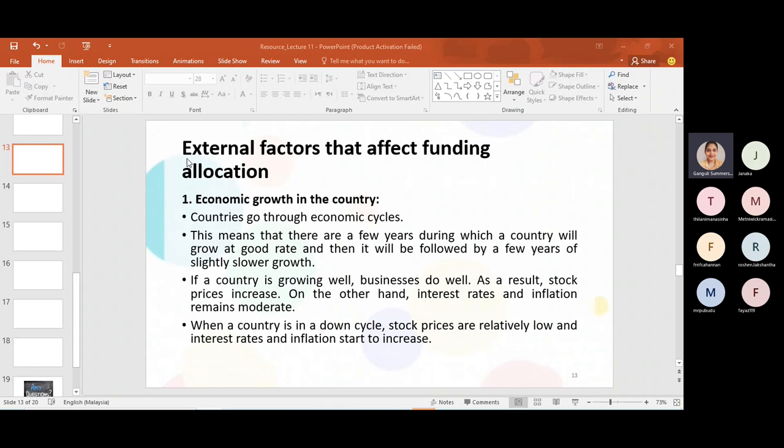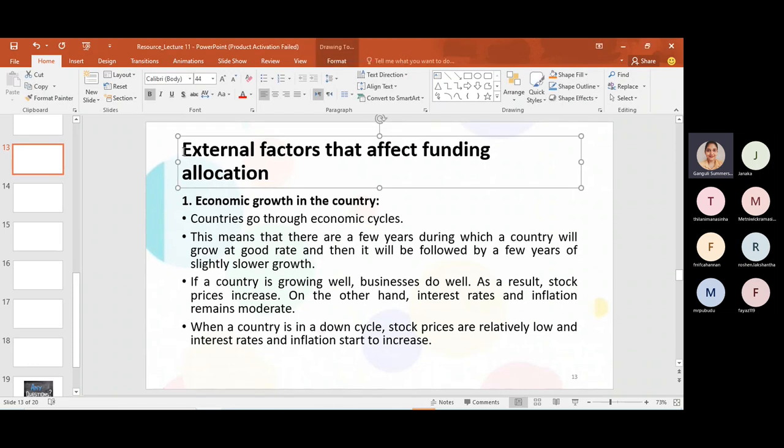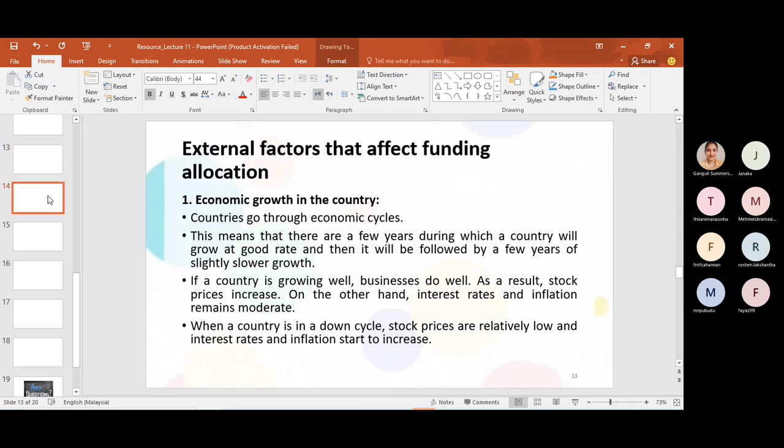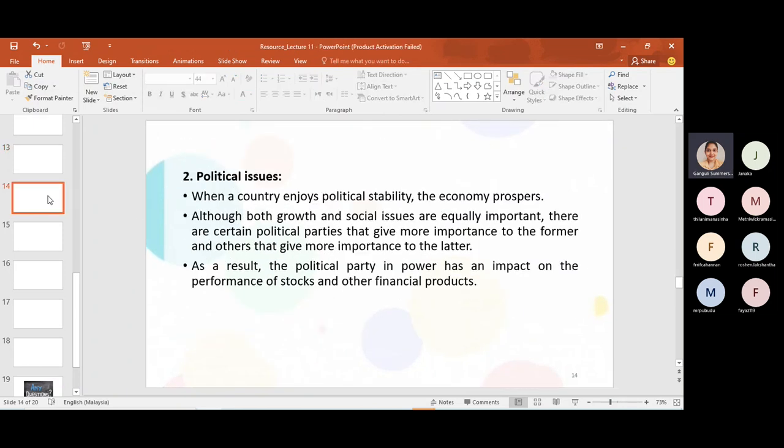Here we are talking about external factors. Previously we discussed personal factors, and now we are talking about external factors. External factors means the factors that are in the outside environment. So economic growth in the country is an external factor, and political issues is another external factor.